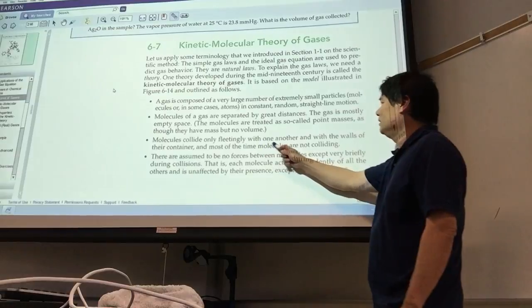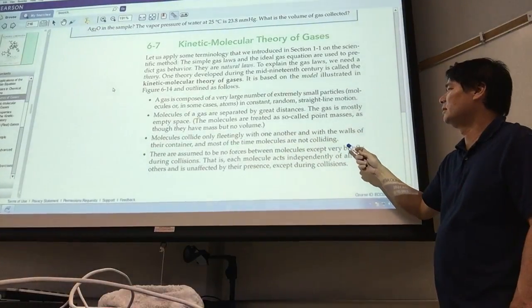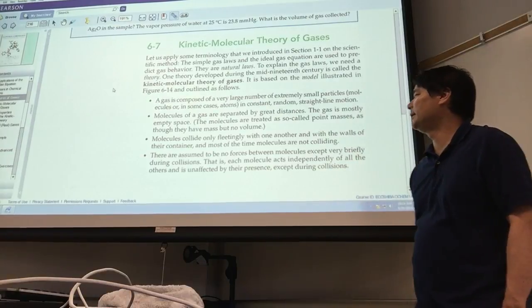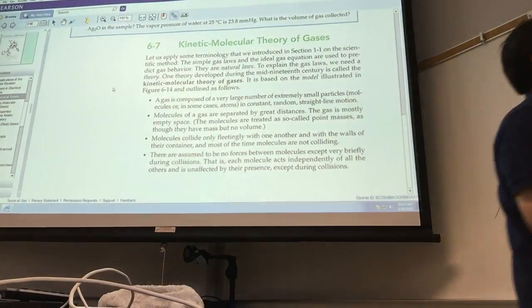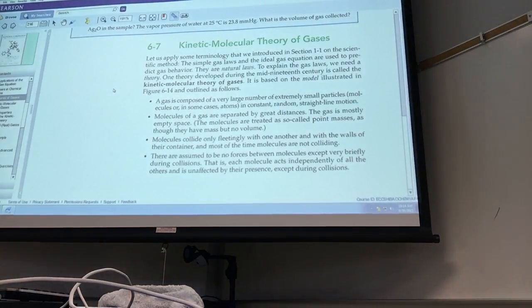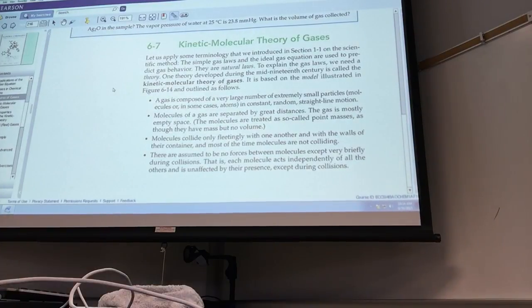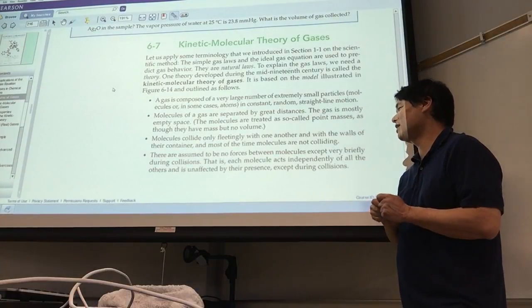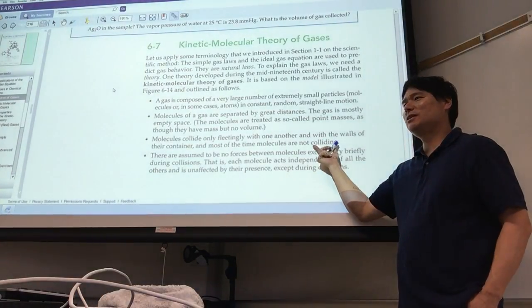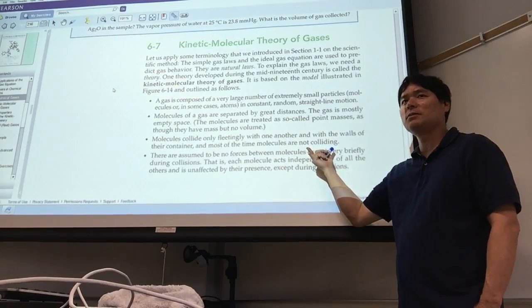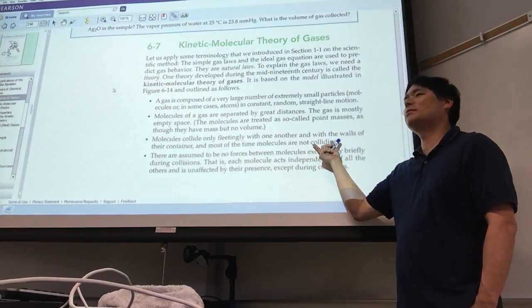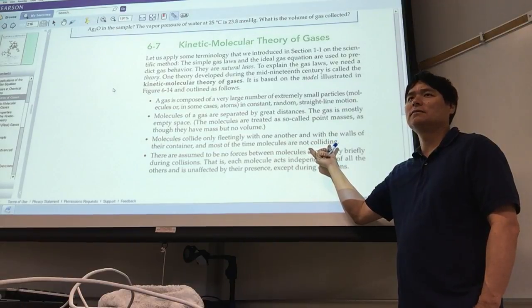Molecules collide only fleetingly with one another and with the walls of their container. Most of the time, molecules are not colliding. So there are going to be collisions. Most of the time they're not colliding, that's not so accurate, because if you look at the frequency of the collisions, it's extremely high. These molecules are colliding a huge number of times per second.